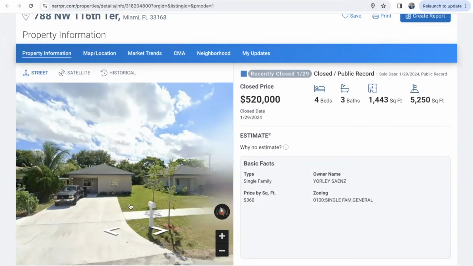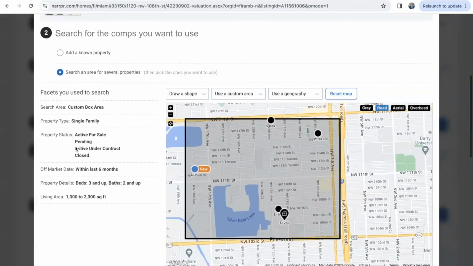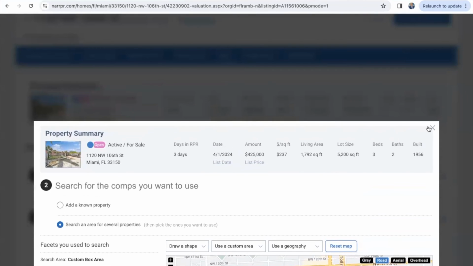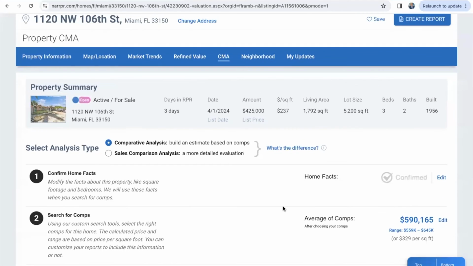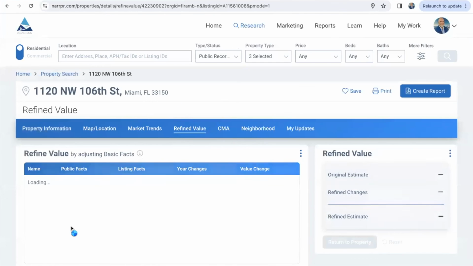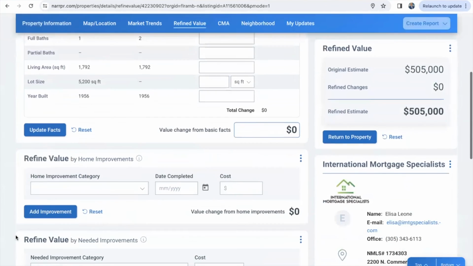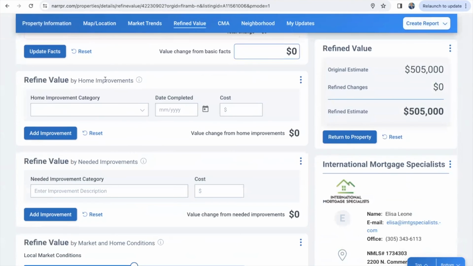All right, guys. RPR is really a great tool to use. Please practice RPR. RPR is going to let you do adjustments to the subject property. You can come over here to where it says refine the value of the home, and you can do this kind of adjusting. Refine the value based on home improvements.